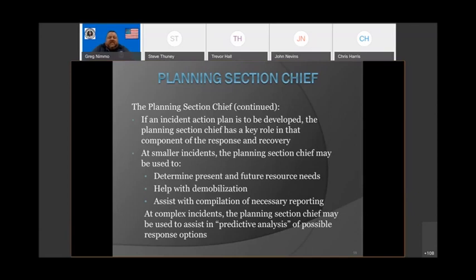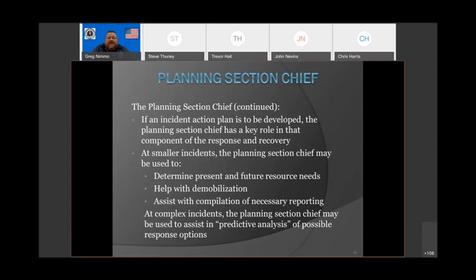When it comes to planning, of course, if an incident action plan is to be developed, the planning section chief has a key role in that. They're not only looking at what's going on now, but you're thinking about the future response, and you're also thinking about the recovery. You start thinking about recovery as a planning section chief the second you get involved in a scenario or response. You have to be focused to do that. Look to the future. What's that going to look like? How are you going to get there?